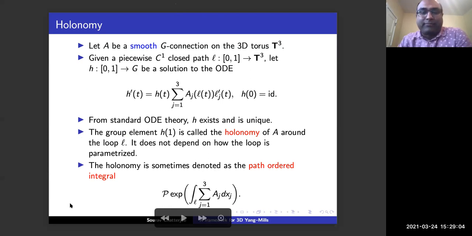The holonomy is sometimes known as the path-ordered integral. If these were real numbers instead of matrices, H would just be an exponential of an integral. But these are matrices, and they define what is known as a path-ordered integral of the sum of A_j dx_j. This is the formal definition of the path-ordered integral. There are other ways you can define it.